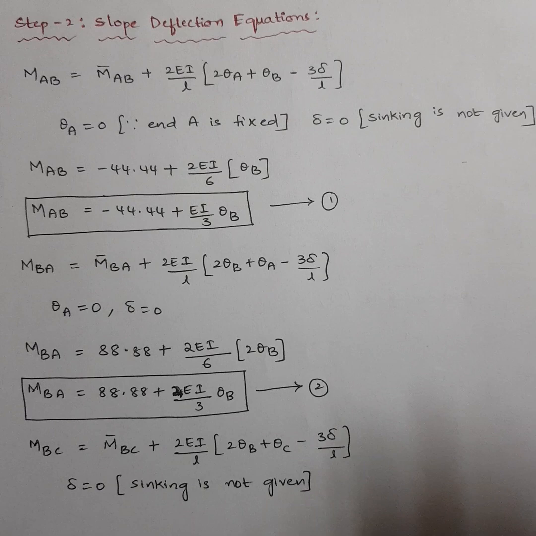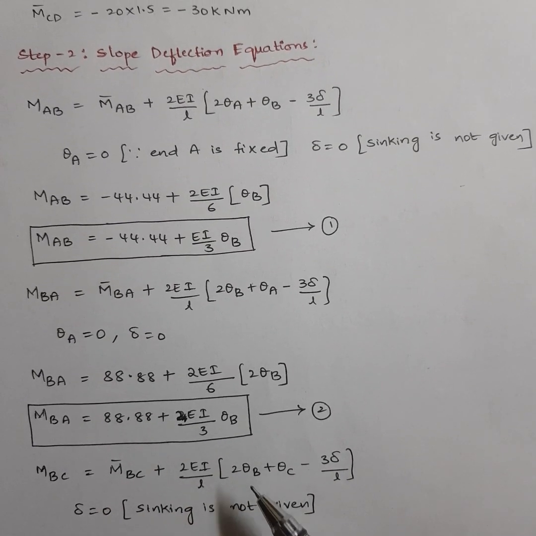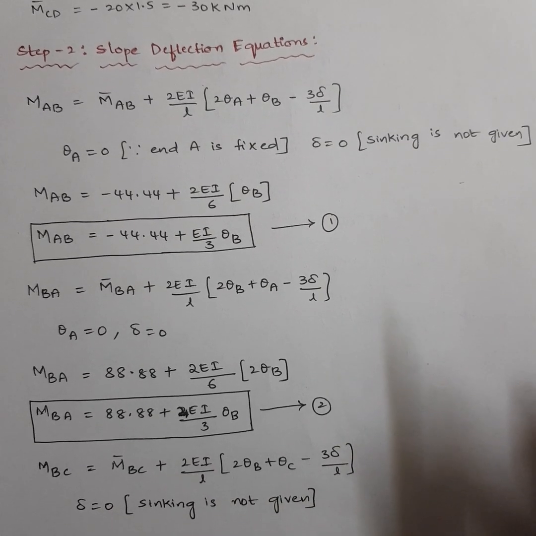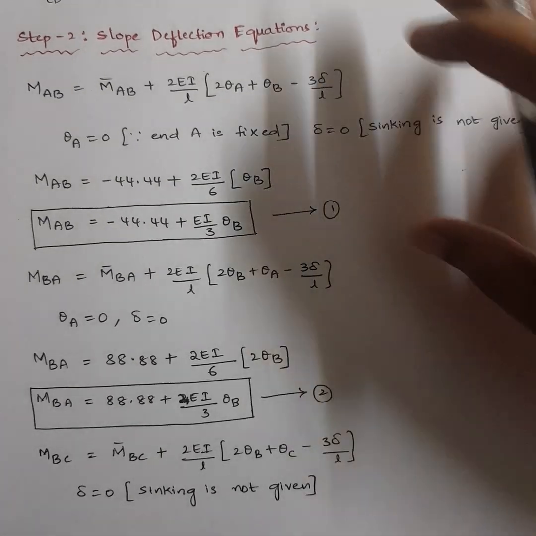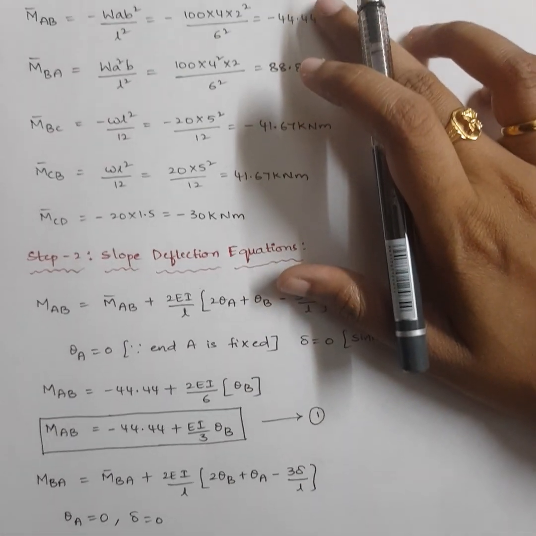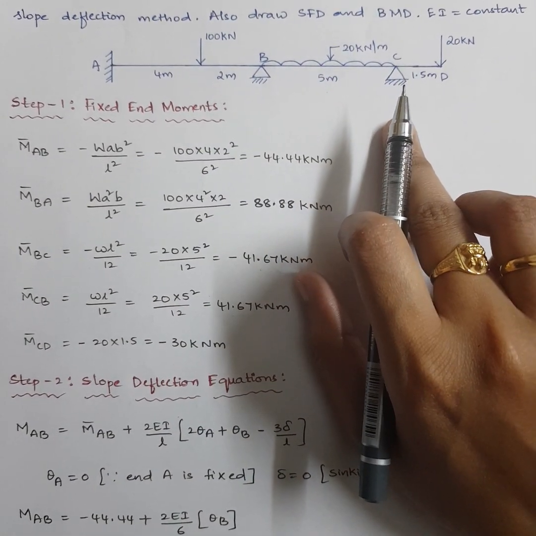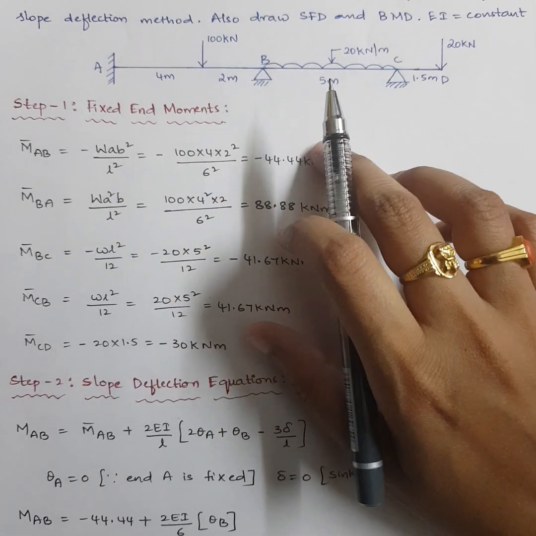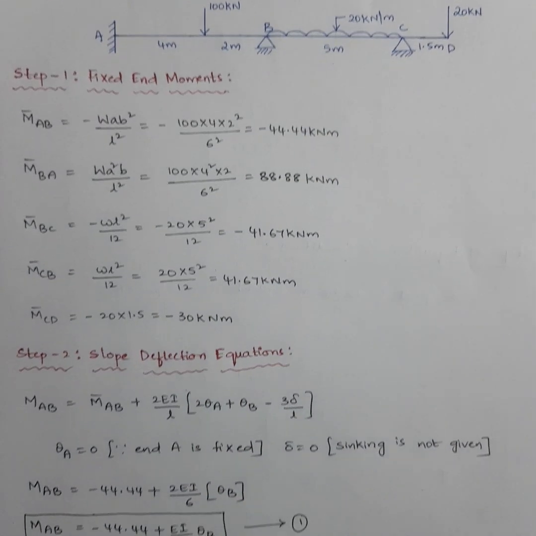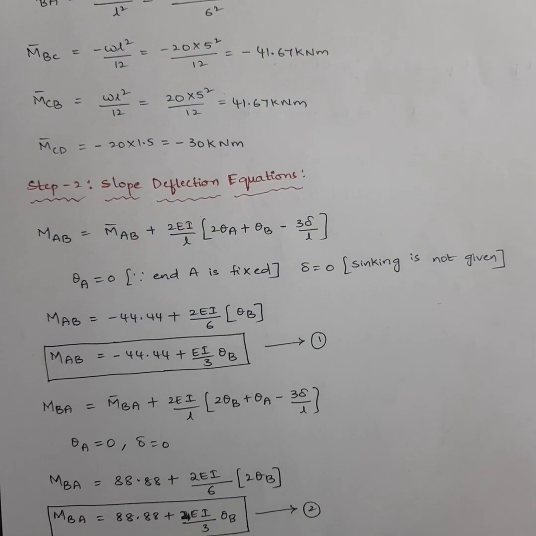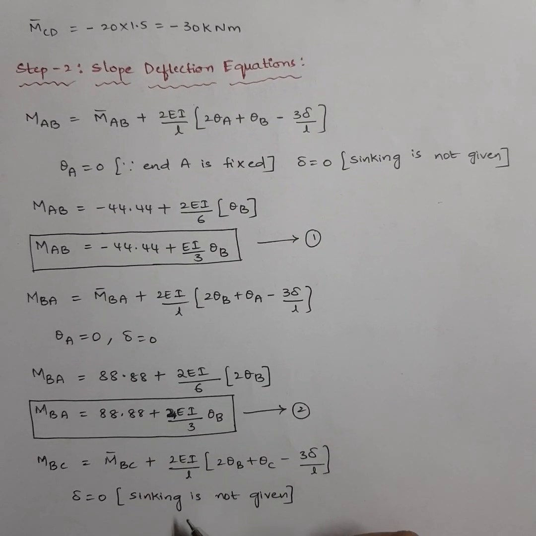Next, let's go for third slope deflection equation, which is MBC. M bar BC plus 2EI by L into 2 theta B plus theta C minus 3 delta by L is the formula. So here B and C slopes both will exist. Why? Because if you observe in the continuous beam, our B is an intermediate support, C is also an intermediate support, and they are not fixed, so hence theta B will exist as well as theta C will exist. Nothing related to sinking is given, that's why only delta will become 0, all other terms will exist.